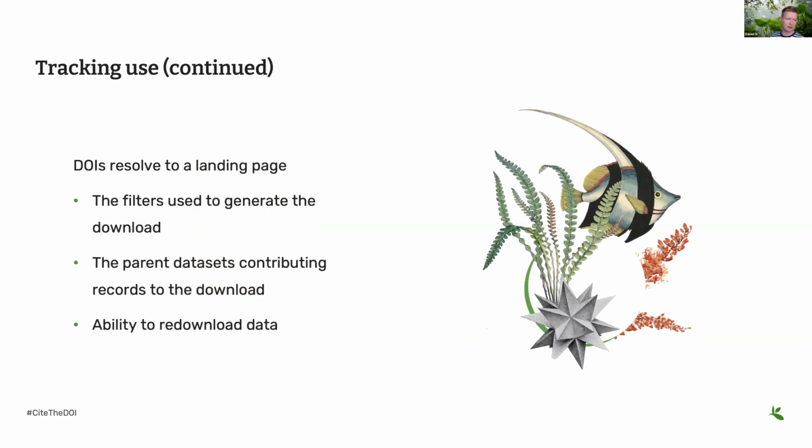These DOIs, when we're talking about downloads, resolve to a landing page that was also mentioned by Dave in his talk. The download landing pages contain information about the filters that were used to generate the download. They also have links to all the parent data sets and their institutions contributing records to the particular download, and they give anyone the ability to re-download the same data.